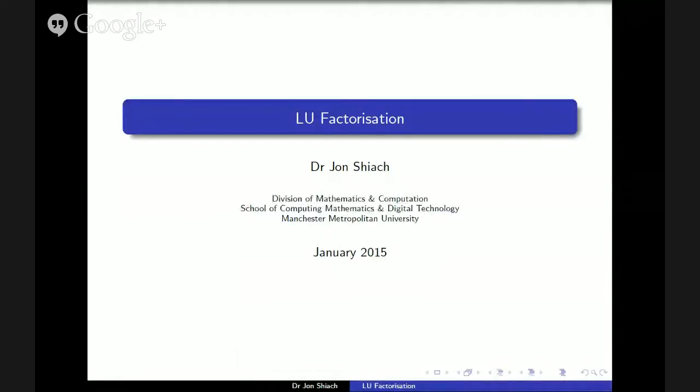Just about to get started. So as I mentioned just now, we're going to be looking at LU factorization today.